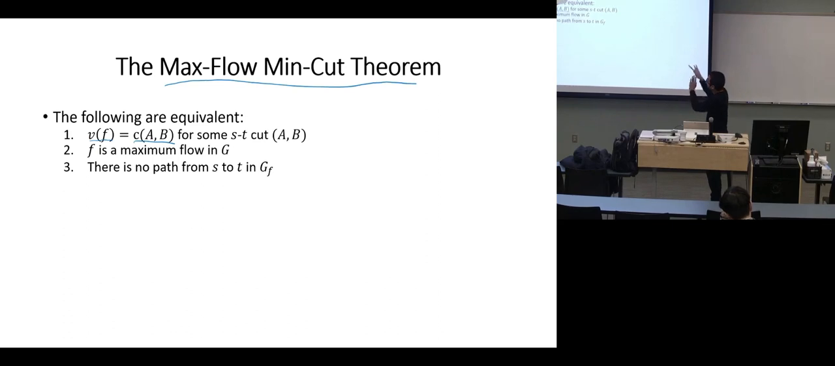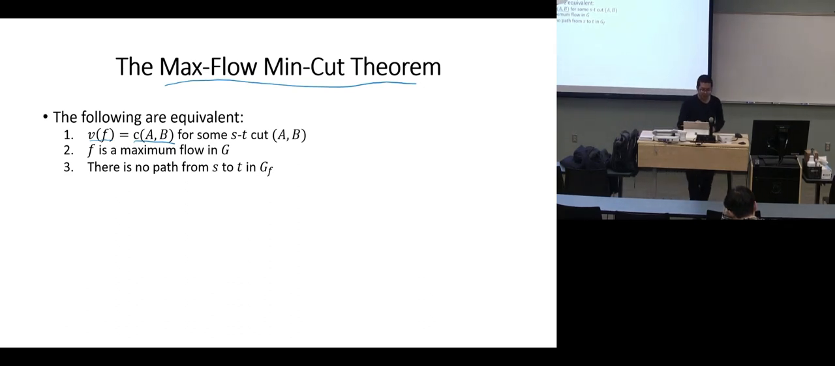Suppose that these are equivalent and true. Do you see why Ford-Fulkerson must return you a maximum flow? Why is that? Because of number two and number three. Ford-Fulkerson relies on number three: the loop terminates when number three is false. Exactly. Ford-Fulkerson just returns a flow when there is no path from S to T in the residual graph. That's why the flow must be maximum.